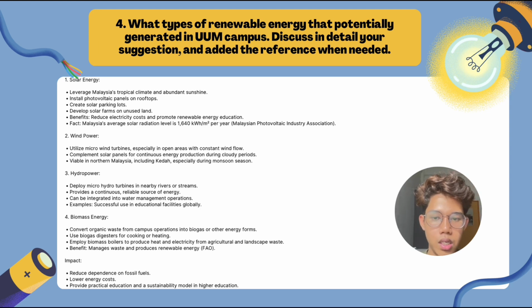Next, we can use wind power on campus. We can utilize micro wind turbines, especially in open areas with constant wind flow. They complement solar panels for continuous energy production during cloudy periods. And lastly, it is viable in northern Malaysia, including Kedah, especially during monsoon season.